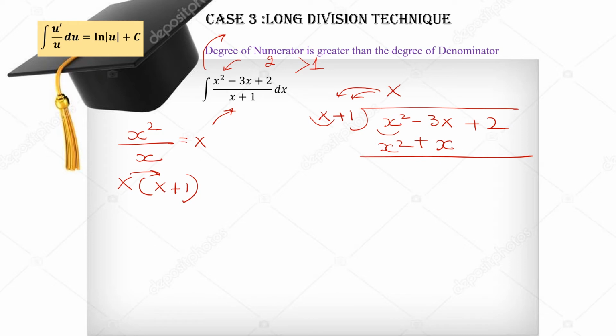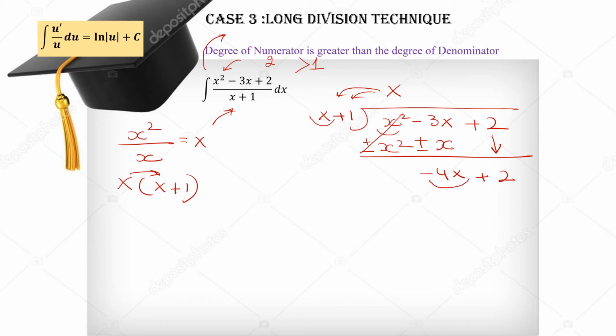Now in the division we always subtract the terms from each other, so change the sign. It is plus, so it becomes minus, so plus x square minus x square cancel. It is minus 3x and you will get minus x, so minus 3x minus x gives you minus 4x. Bring the 2 down. Now again repeat the steps.